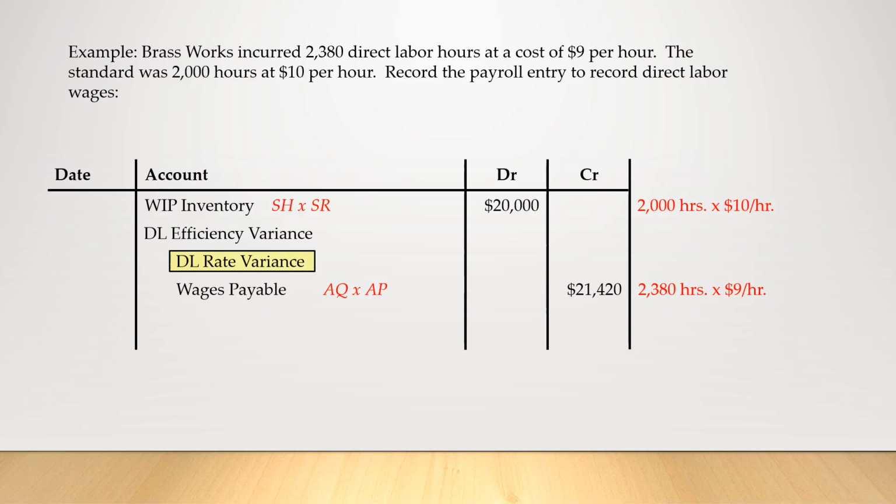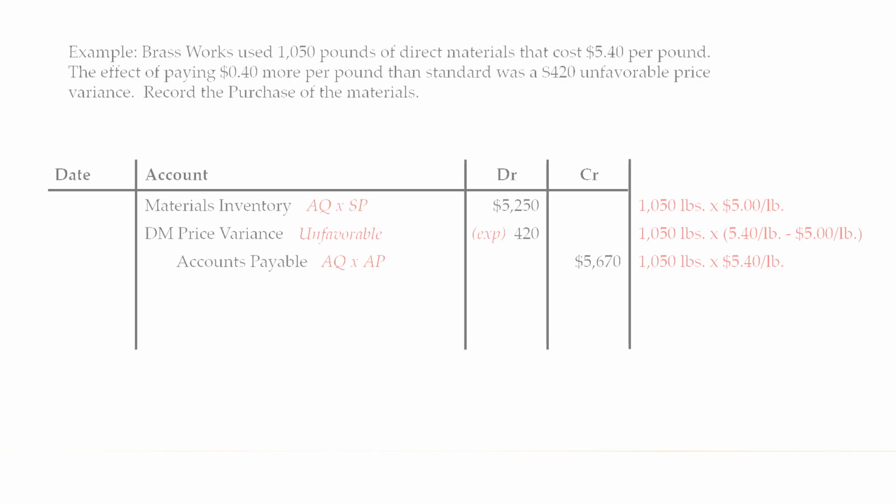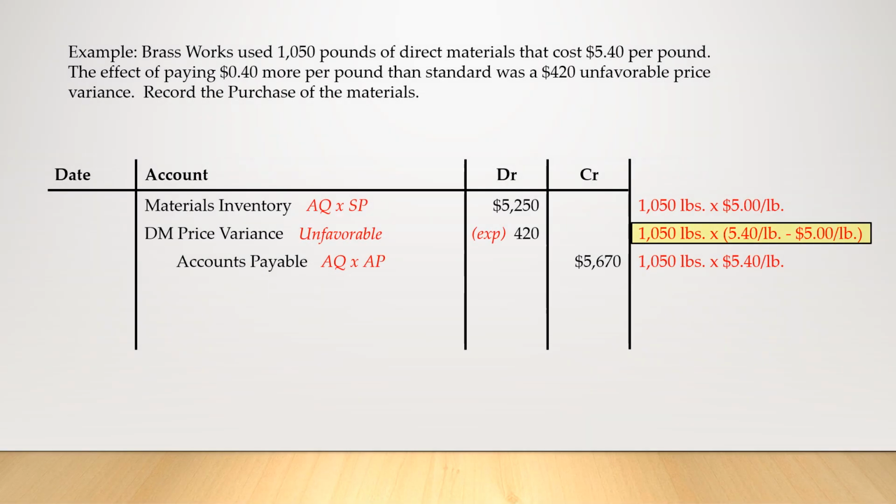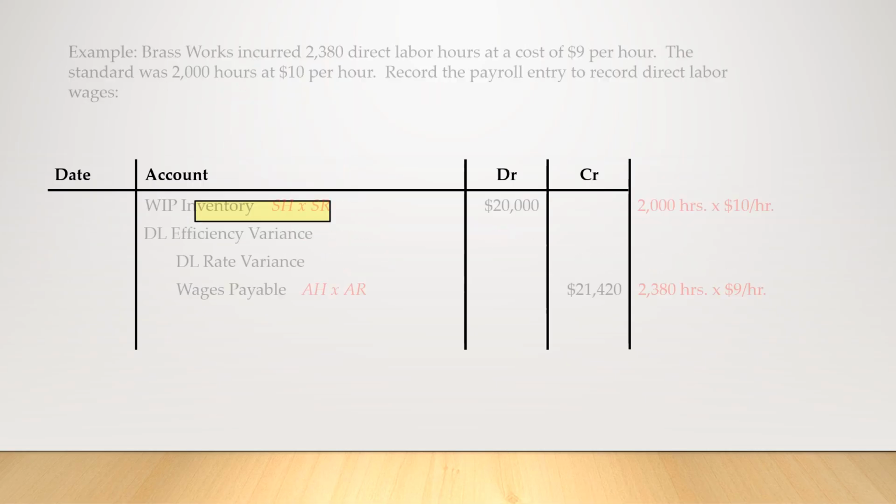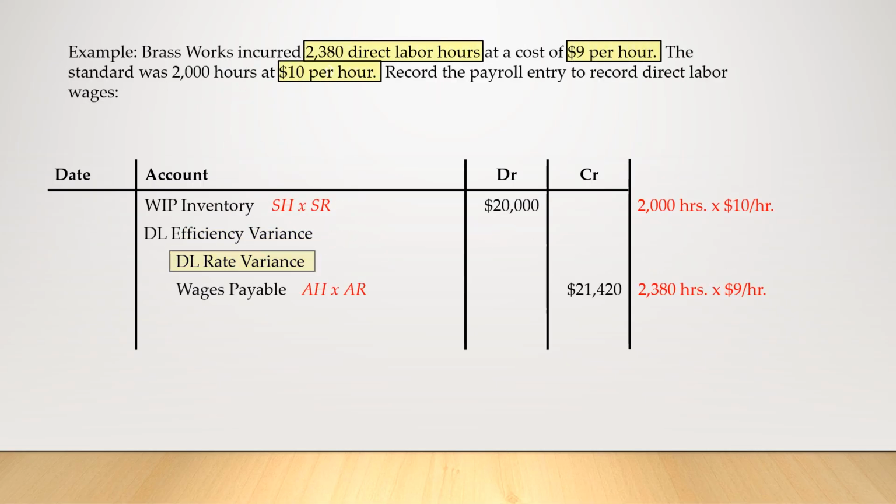Starting with the rate variance, remember that this variance is analogous to the price variance for materials, so you can look back at that entry. When we recorded the price variance, we used the actual amount times the difference between costs. So we will do the same thing for the rate variance. Multiply the actual hours of 2,380 by the $1 difference between the actual and standard rate. You can do the same thing for the efficiency variance.